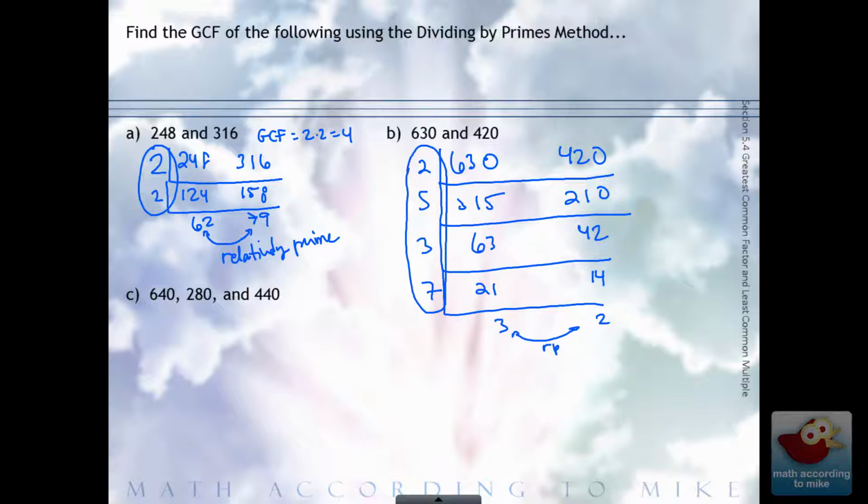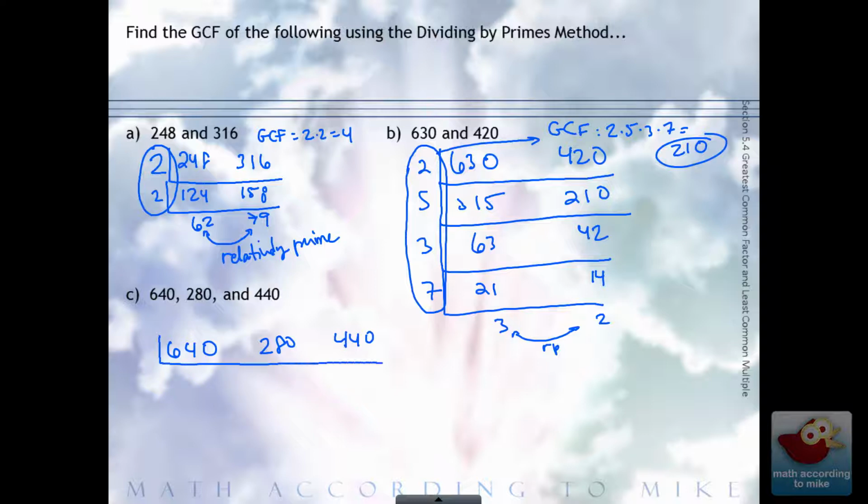Again, because this is all really about multiplication, the order in which you do it does not matter. So instead of 2 starting off, you started with 5. That's fine. So we're going to have 2 times 5 times 3 times 7, which is 210, is the GCF. When we have 3 numbers, the process is the same for the GCF. Later on, we're going to do dividing by primes to find the LCM, and it's a modification of this process.